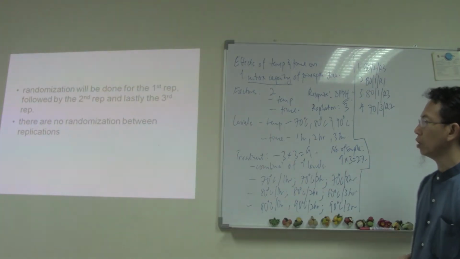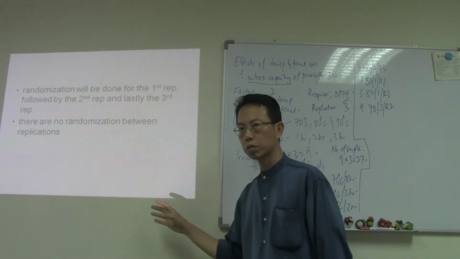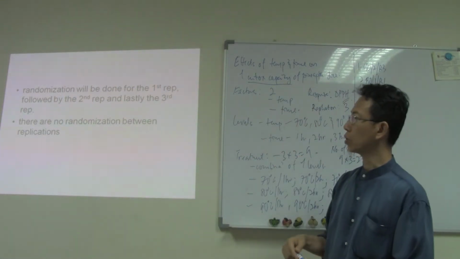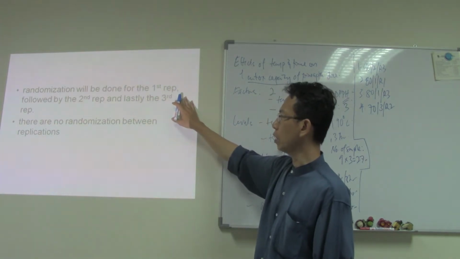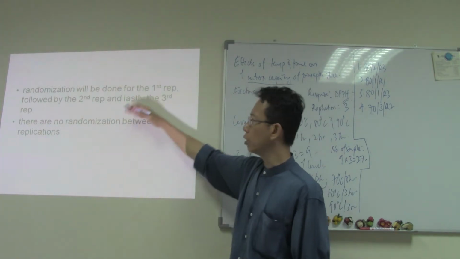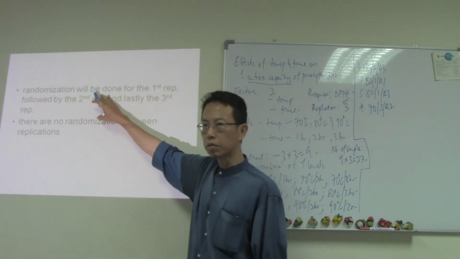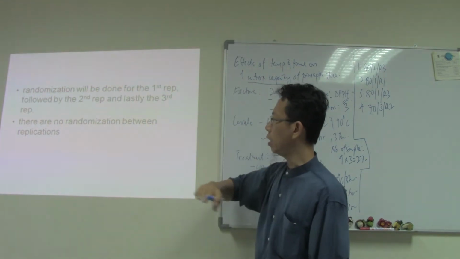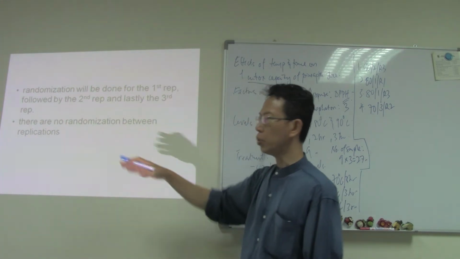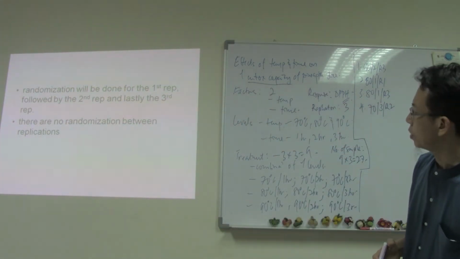Okay, so if you were to take the replication as our block, then what we need to do is to do the first rep first. So we will block the replication, so we will only do the first rep, and then after that the second rep second, and the third rep third. And there is no randomization between the blocks.